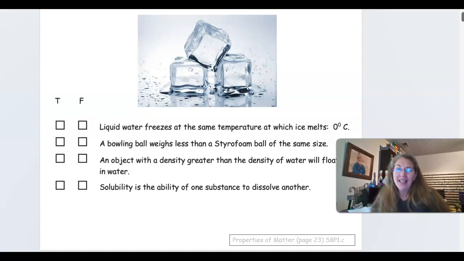An object with a density greater than the density of water will float in water. If you remember back from our last lesson, we talked about density and that things in water will float if their density is less than water. The density of water is 1 gram per cubic centimeter. And so this statement is false, because if it's greater than 1, that object is going to sink. And the last statement, solubility is the ability of one substance to dissolve another. And that is true.